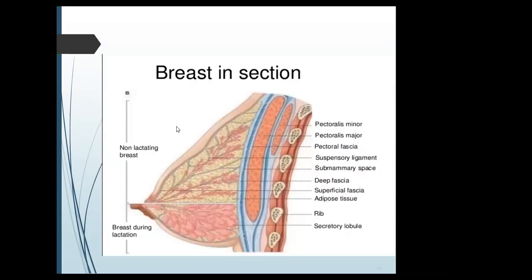Breast in section. This is a section of a non-lactating breast and this is during lactation. And this is pectoralis minor and pectoralis major muscle and the suspensory ligament in between the stroma.